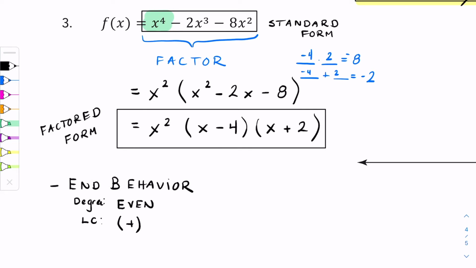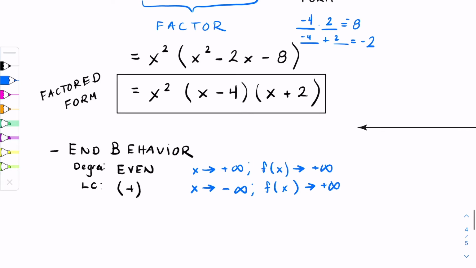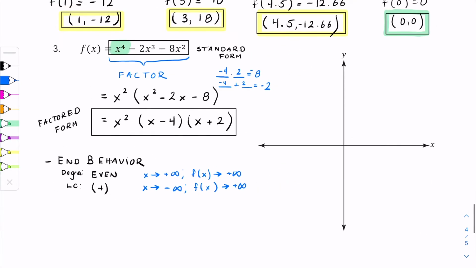It would be 1. This tells us that as x approaches positive infinity, the function approaches positive infinity. And as x approaches negative infinity, the function is approaching positive infinity. That means both ends of your graph face up. And I'm going to sketch 2 arrows just to indicate that these are the final locations of your graph.